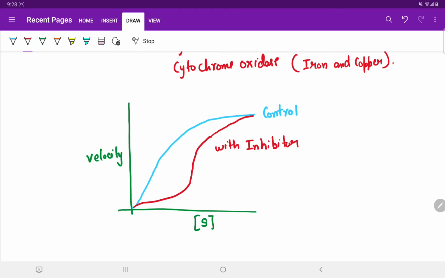And lastly, what will be the effect of the activator? The activator will show a very sharp increase in the velocity of the reaction, ultimately leading to a constant rate of reaction. This is with activator, the orange colored line. Here you can easily see how the activator and inhibitor affect the rate of the reaction.